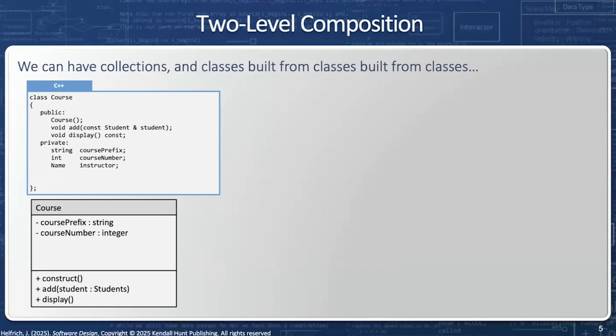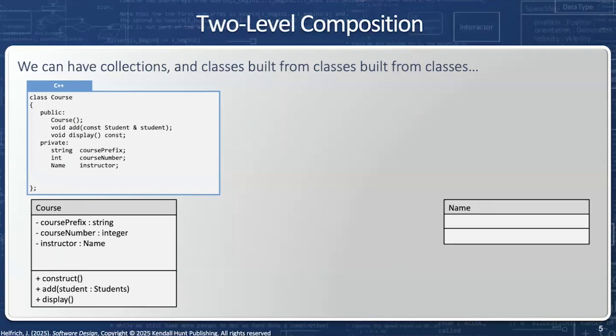I'm also going to have the name of the instructor. So that instructor is going to be of type name, and I'm going to make a class called name, which I had before, and I'm going to relate to my composition, and notice there's exactly one name in this course. I'm also going to have a collection of students, an array of 20 students, in fact.